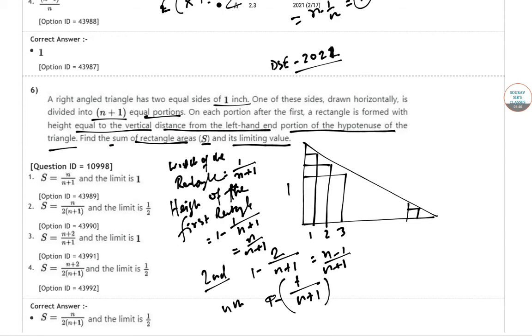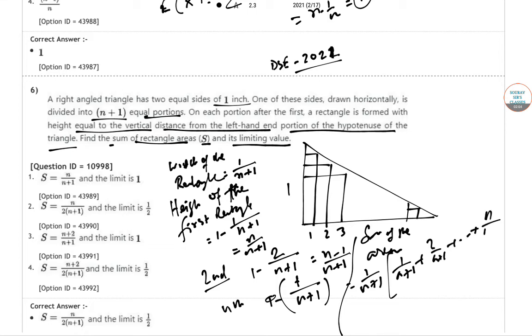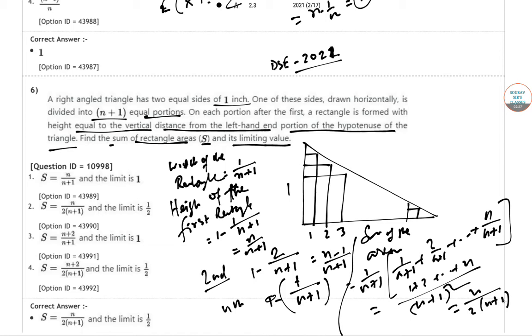Okay, so the sum of these areas will be, taking 1 by n plus 1 common, 1 by n plus 1, 2 by n plus 1, dot dot dot, n by n plus 1. Okay, so this is the final sum. We can take n plus 1 common, and 1 plus 2 dot dot dot n. So n into n plus 1 by 2, so finally it will be n by 2 into n plus 1.